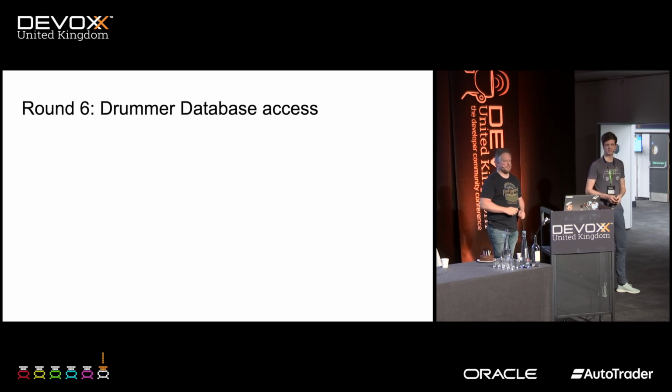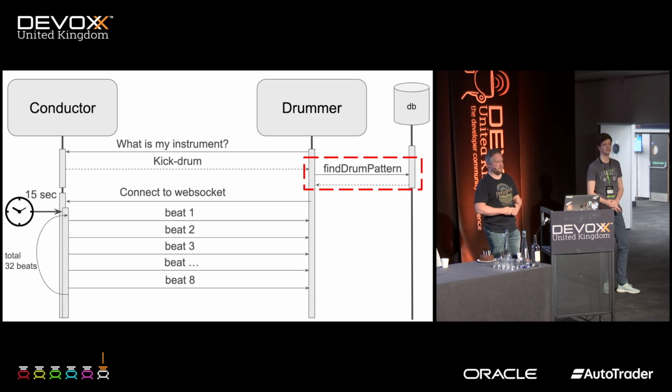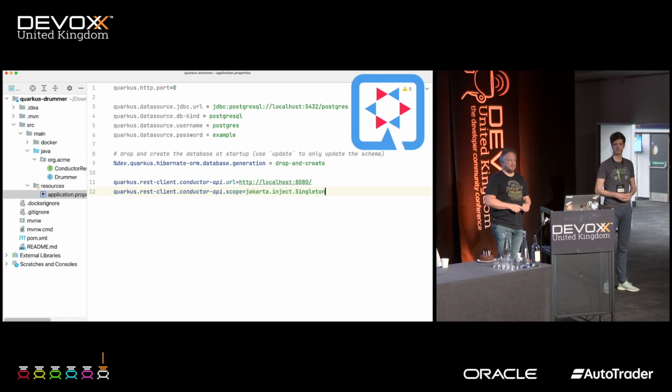So, database access then. The drummer is going to need to know on which beat it's going to play, and that is called a drum pattern, and we're going to retrieve this drum pattern from our database. So of course we need to configure our database. We need to set the datasource JDBC URL, a database username and password, that kind of stuff.